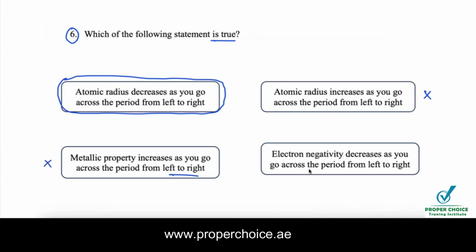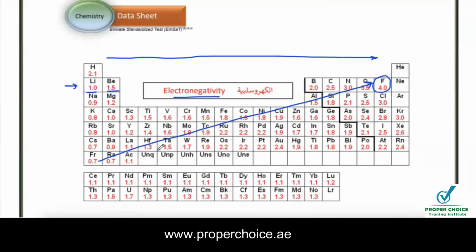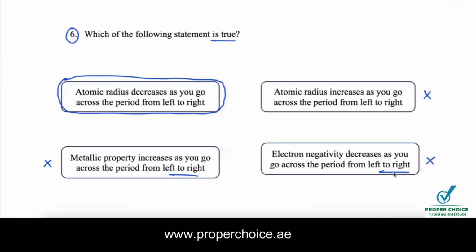Wrong statement. The last option is electronegativity decreases as you go across the period from left to right. We saw on the data sheet as well, electronegativity increases as you go from left to right across the period, but the option says decreases, which is a wrong statement. This is how you will be able to eliminate the options which could not be right. It's not necessary that you know 100% about the subject, but if you have some knowledge, you can eliminate some of the questions' options and choose from the remaining.